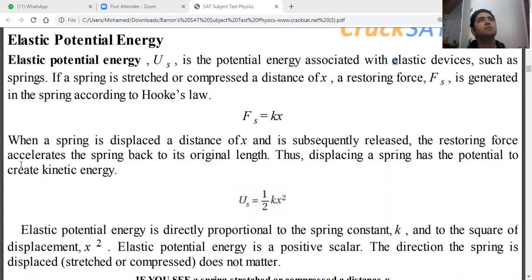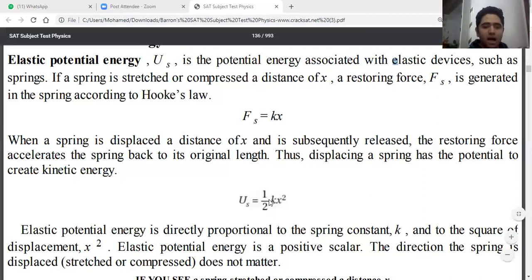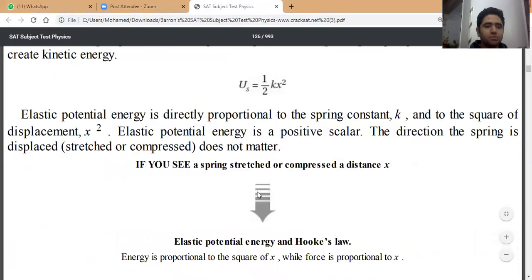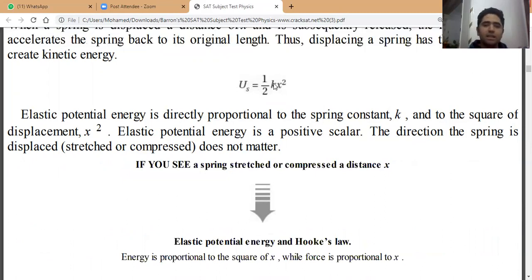Like it had kinetic energy. Well, there must have been a potential energy to make it move in this fashion. So what is that going to be? That is going to be half k x squared. That is the potential energy. Displacing the spring has the potential to create kinetic energy, and that is how you are going to calculate. Now, k is the spring constant, and x is the displacement of the spring, and you square that.